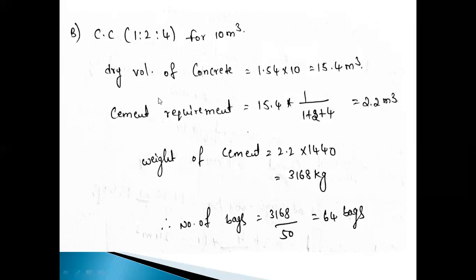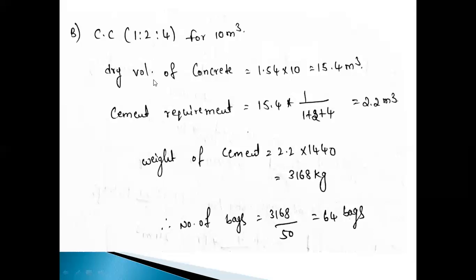Fine. First of all, requirement of the cement. Cement requirement equal to dry volume of concrete into cement ratio divided by sum of the ratios. 15.4 into 1 by 1 plus 2 plus 4. That is equal to 2.2 cubic meters. Next, weight of the cement we calculate. Weight of the cement equal to 2.2 cubic meters into unit weight of the cement 1440. That is equal to 3,168 kgs. It is converted into number of bags. Number of bags equal to 3,168 divided by each bag weight 50 kgs. That is equal to 64 bags. It is the requirement of the cement.